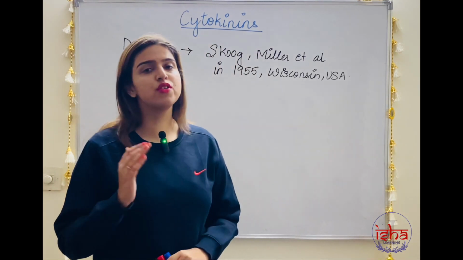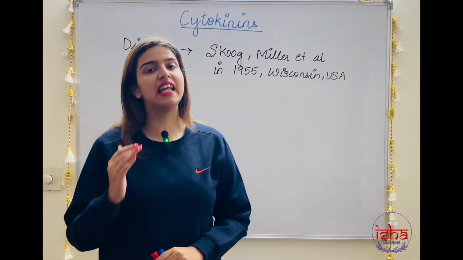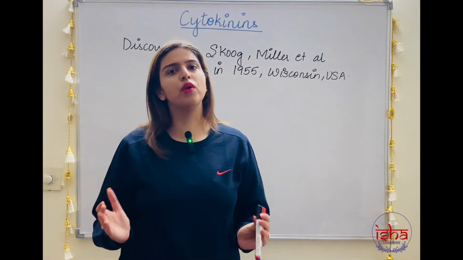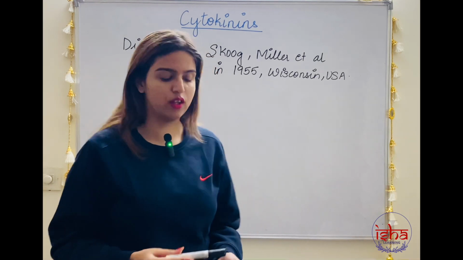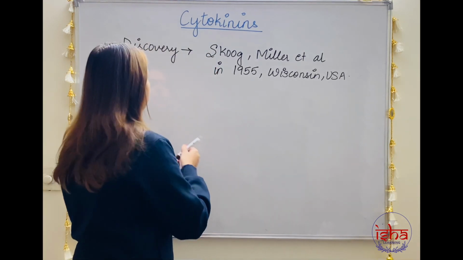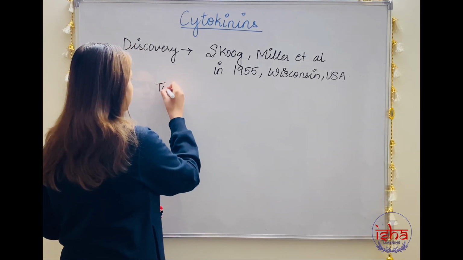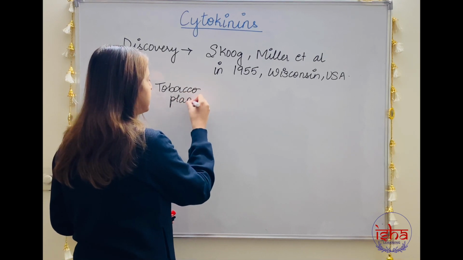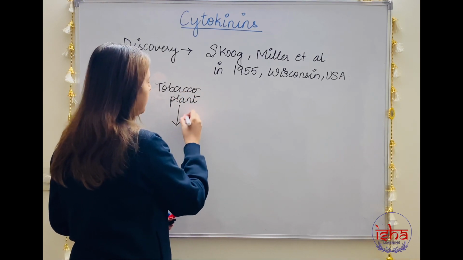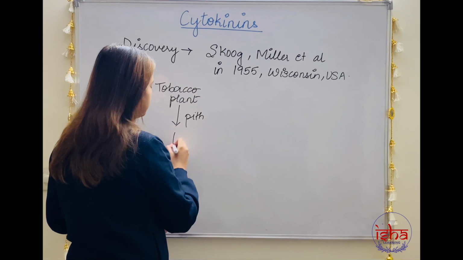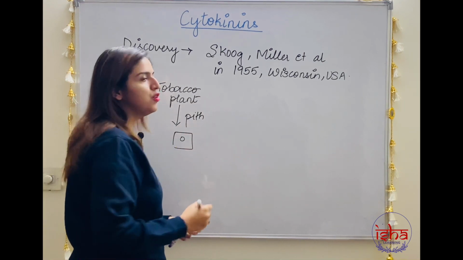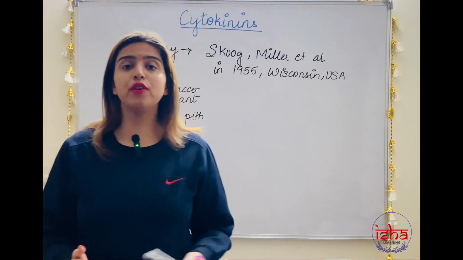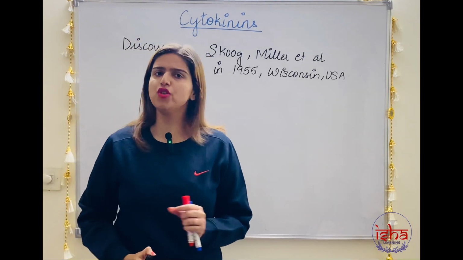It happened in Wisconsin, USA in the year 1955, where Skoog, Miller and their co-workers were trying to do one thing. Well, what were they trying to do? They took a tobacco plant, and from this tobacco plant, they took out a cell from the pith of the tobacco plant. Now using this cell, they were trying to perform the technique of tissue culture.